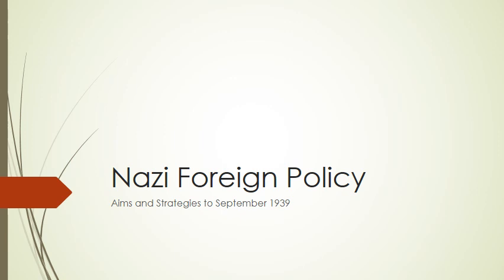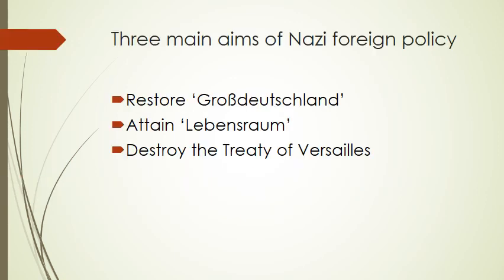To begin with, you remember that there were two main aims of the foreign policy pursued by the Nazi government after it came to power in 1933. They were the restoration of a Großdeutschland, or Greater Germany, and the gaining of Lebensraum, or living space. Those two were underpinned by a third, the dismantling of the Treaty of Versailles.